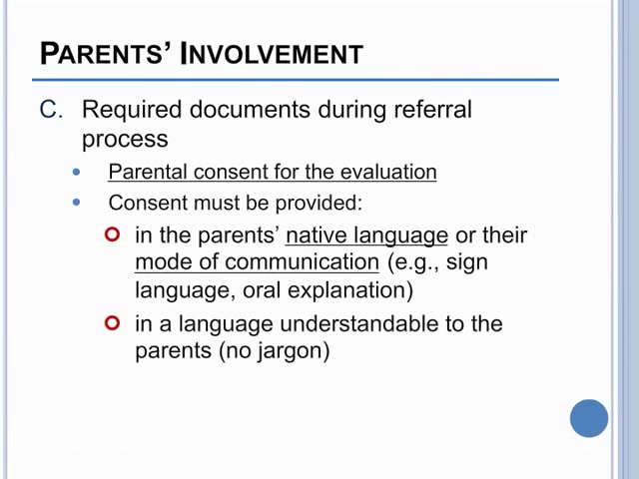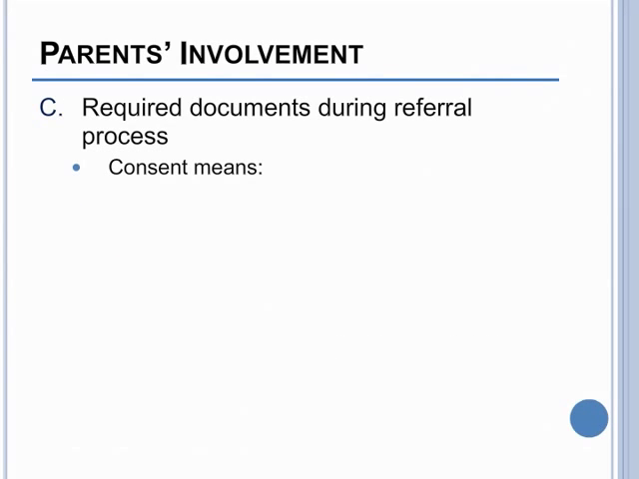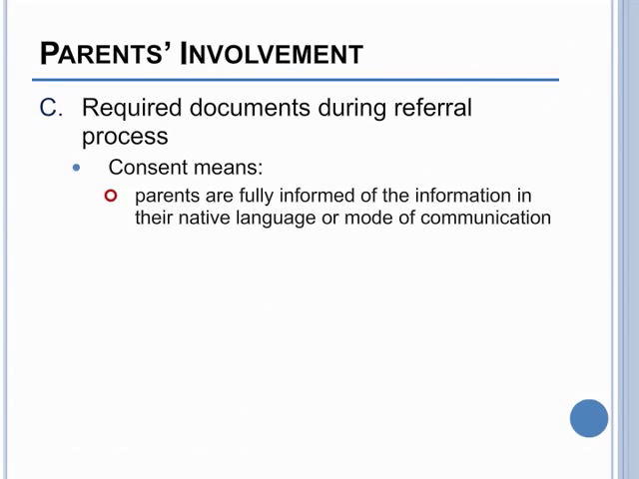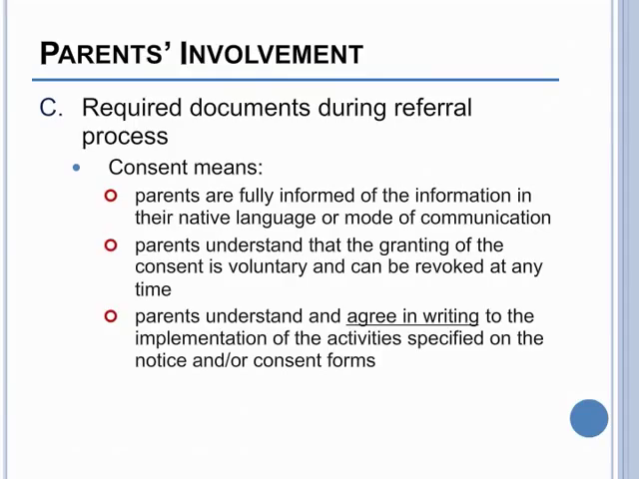To be clear, the parent has to consent for evaluation. For any test that we administer to a child to determine eligibility for special education, the parent must consent. It must be understandable to the parent. Do not use the jargon and special education terminology, and it must be in their native language or mode of communication. So when I say you need parents' consent, what does that mean? That means the parent is fully informed and they understand what is happening with the process and they agree in writing to the implementation of the activities that you will do with their child.